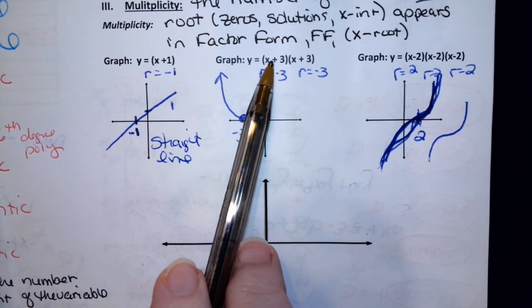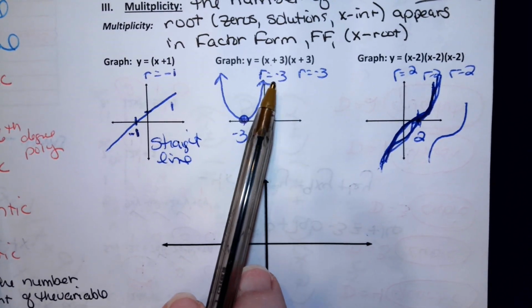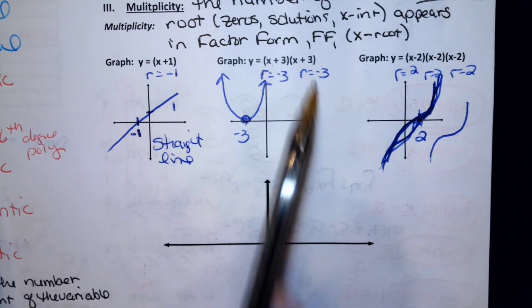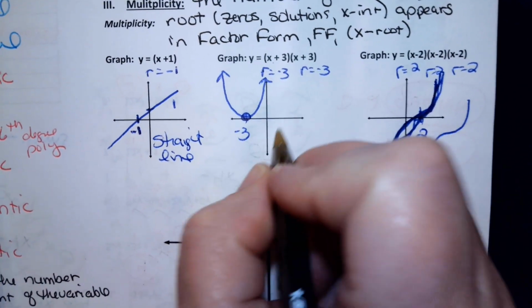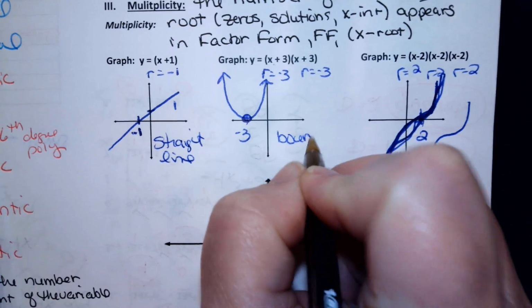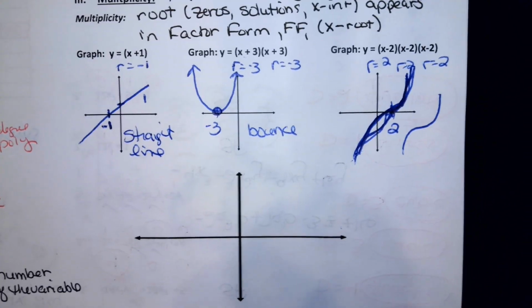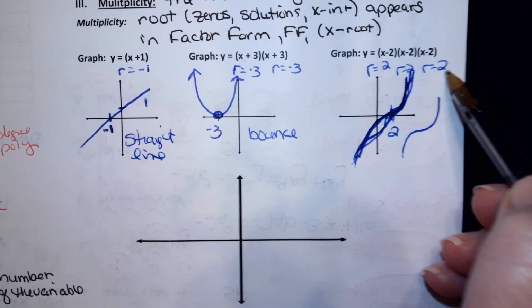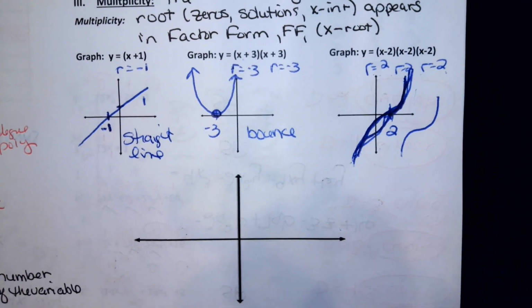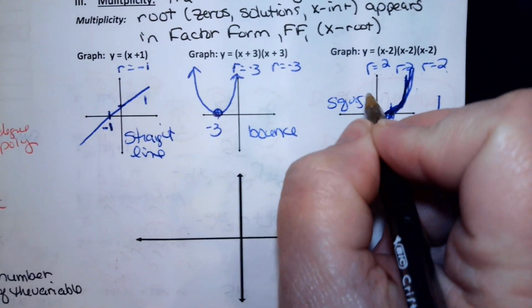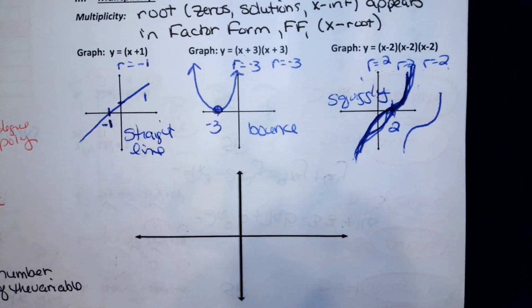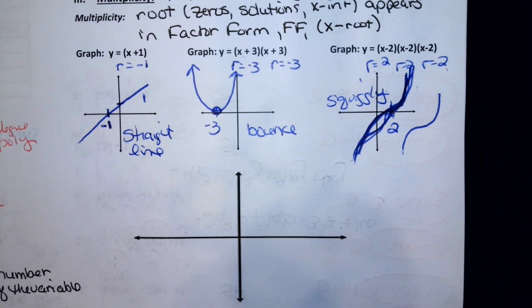When we use this distinct root twice, which means distinct means the individual number, but we used it twice, it was a curve. So kind of like a bounce. It hit the floor and it bounced back up. When we use that distinct root of 2 three times, it gave us a squiggly line. Okay. All right, this is going to be important because you're going to be required to look at a graph and determine how many roots you have.